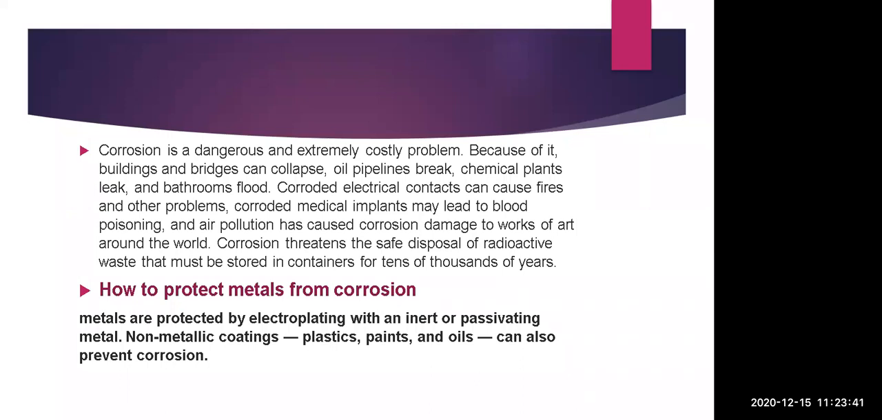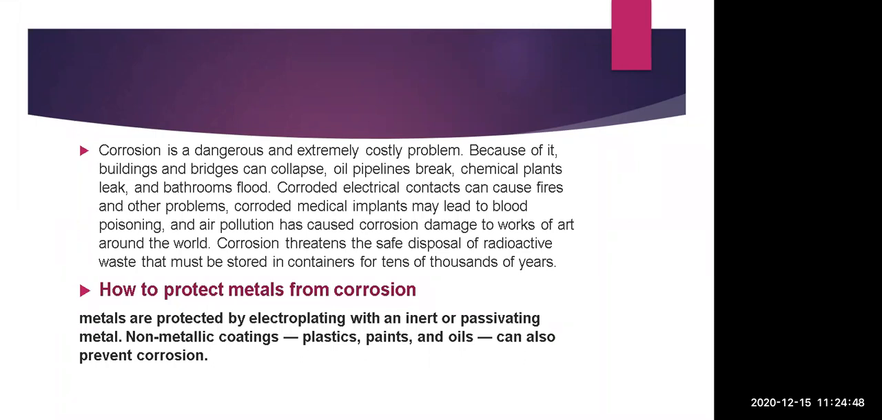Corrosion is a dangerous and extremely costly problem, because if damage appears, then obviously we have to repair it. We have to spend lots of money, so corrosion is a costly problem. Because of it, buildings and bridges can collapse. Oil pipelines and chemical plants leak, and in the bathroom it may flood because of it. Corroded electrical contacts can cause fires and other problems. Corroded medical implants may lead to blood poisoning, and air pollution has caused corrosion damage to works of art around the world. This problem of corrosion is everywhere in the world, and it causes a lot of damage. Corrosion also threatens the safe disposal of radioactive waste that must be stored in containers for tens of thousands of years.